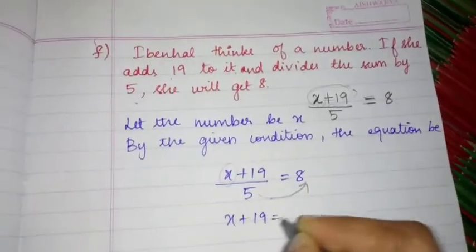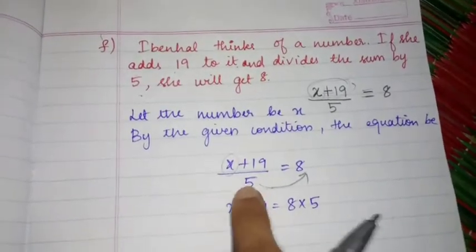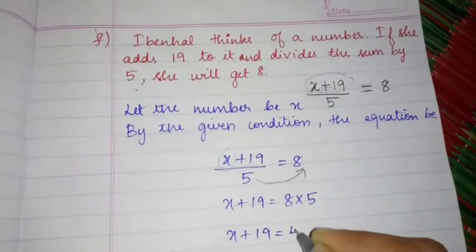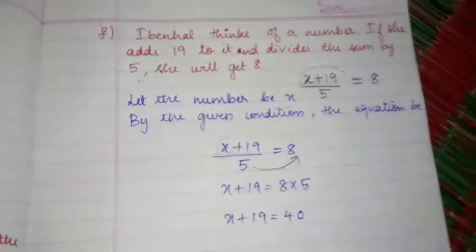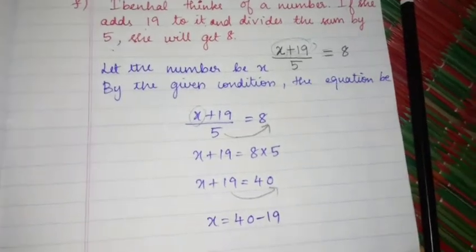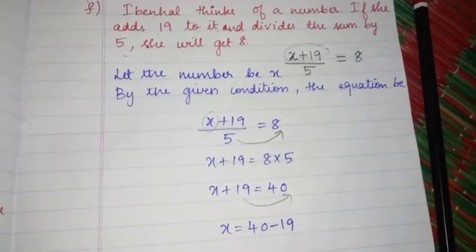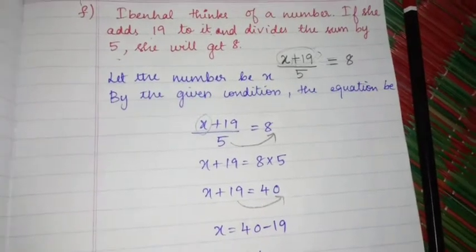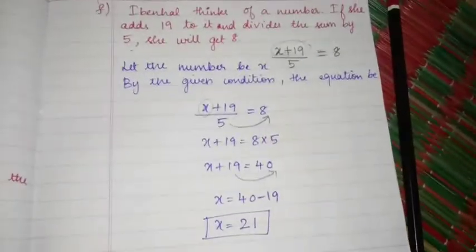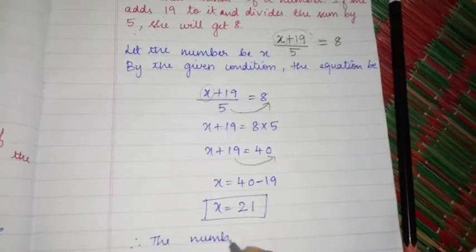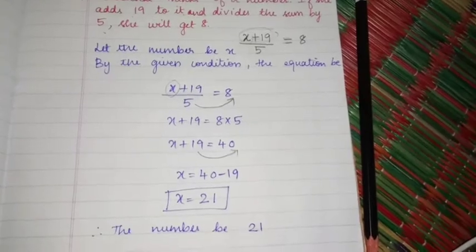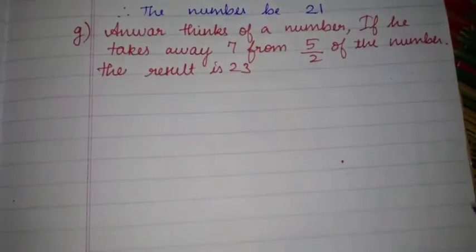x plus 19 is equal to 8 into 5, because divided by 5 going to that side becomes multiplication by 5. x plus 19 is equal to 8 fives are 40. Next I am bringing this 19 to the other side. x is equal to 40 minus 19. Okay, x is equal to what value now, children? 21. So the number she was thinking of was 21. Therefore, the number is 21. Understood?